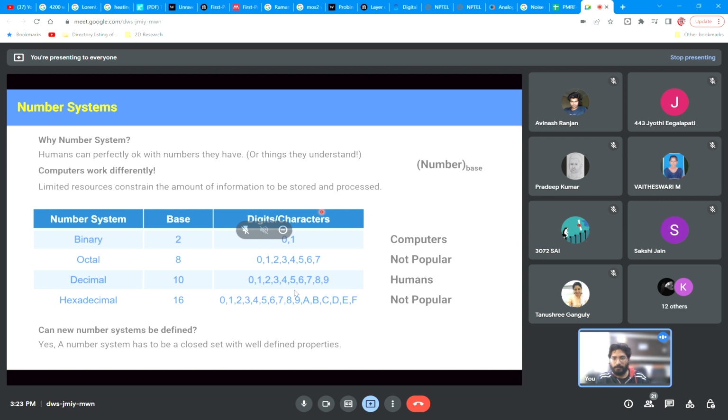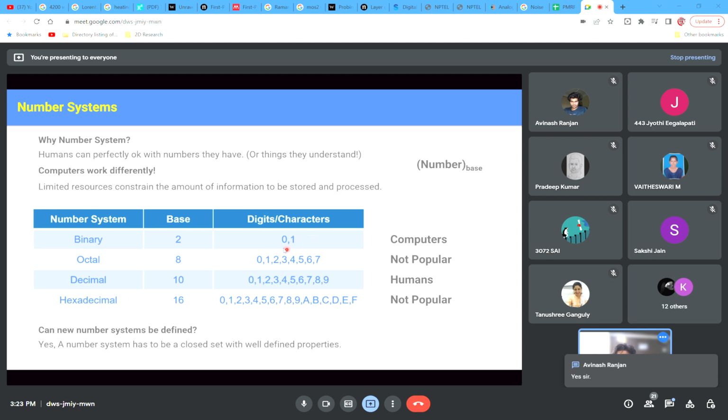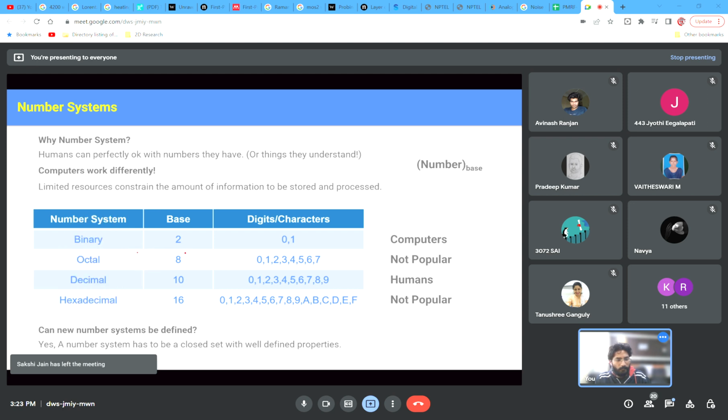So yes, new number systems can be defined, but these number systems are to be bounded by some rules. If you have a base 2, you will have only 2 characters. If you have a base 8, this will have a total of 8 characters. So here we start with 0, 1, 2, 3, 4, 5, 6 and 7. If we try to define a number system with base 7, let's just assume, for simplicity we'll go with base 3. The digits that we will have can be 0, 1, 2, and the numbers have to be defined in this only.